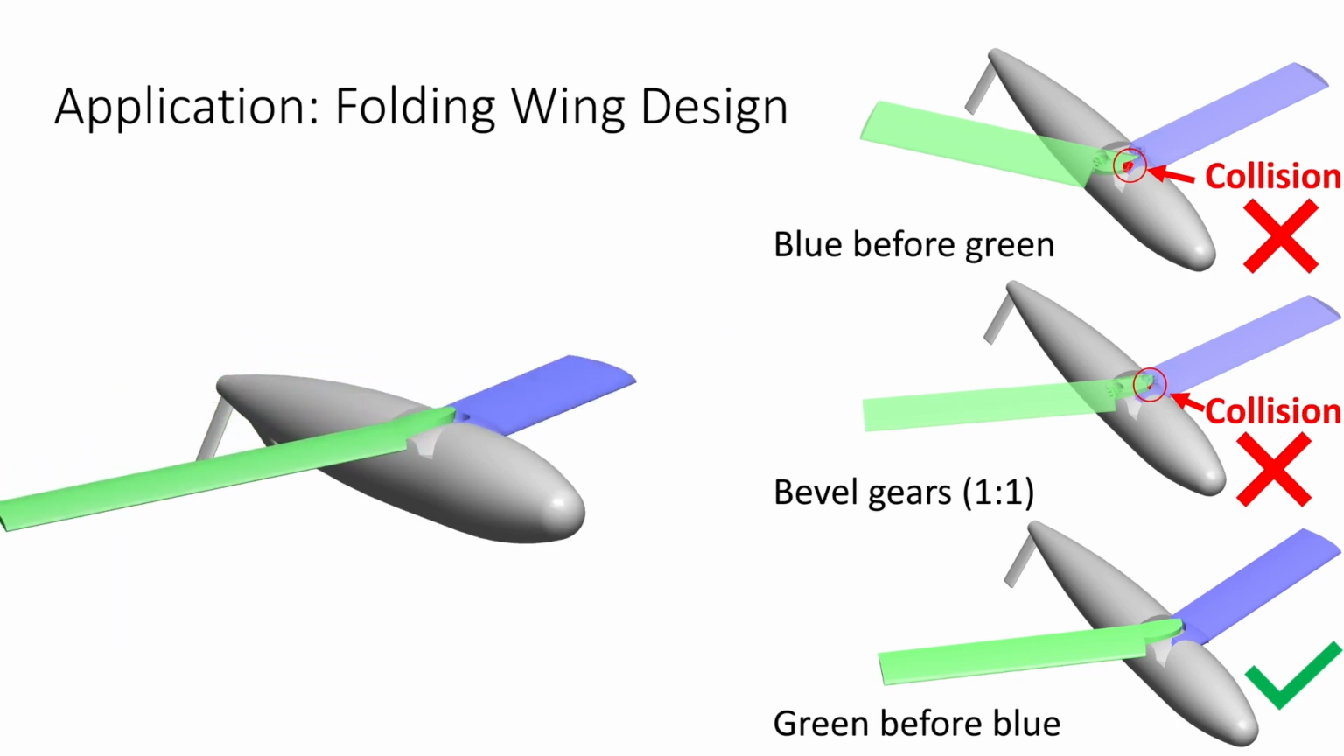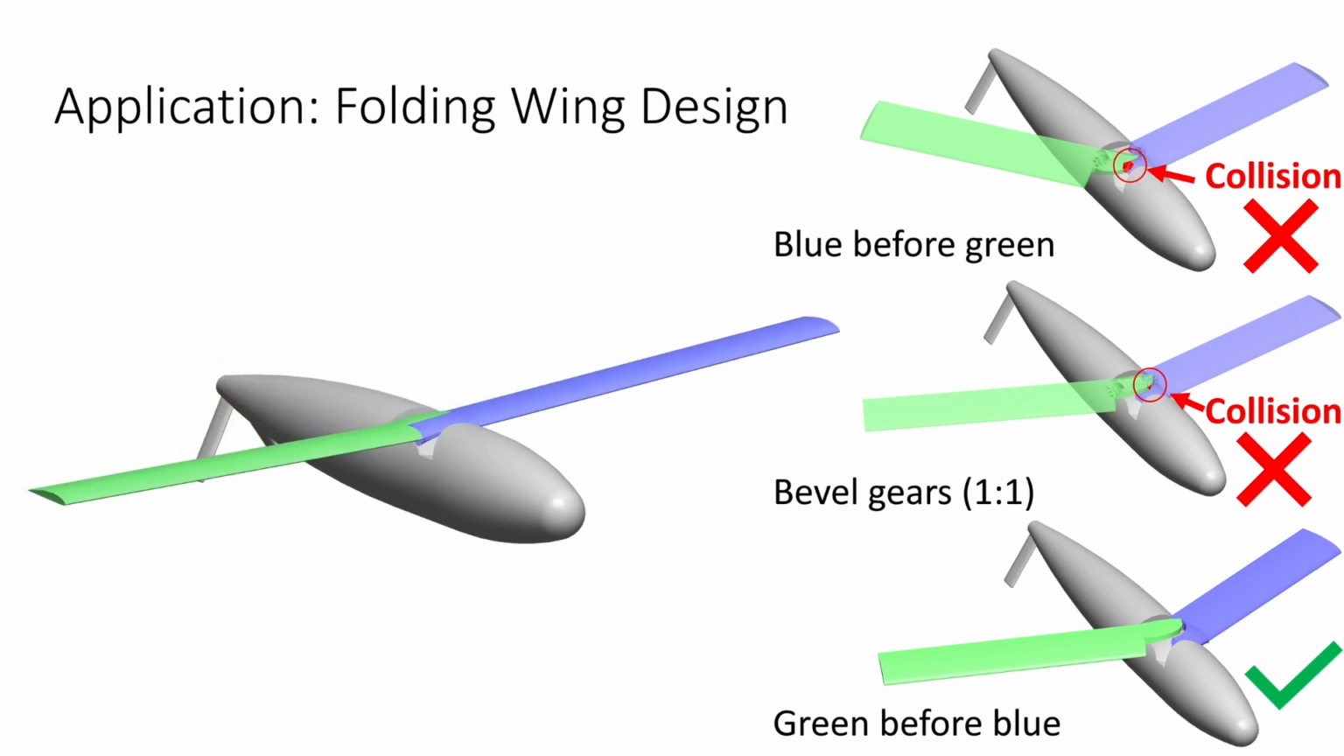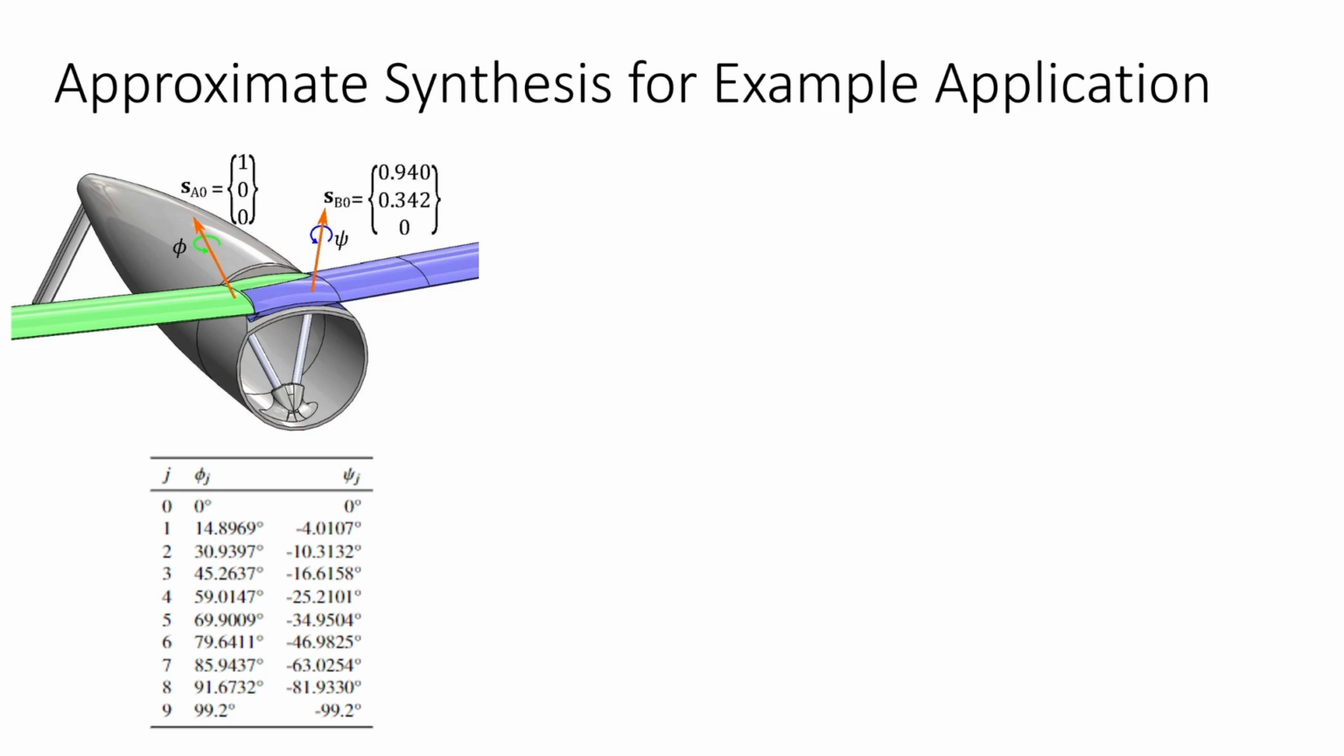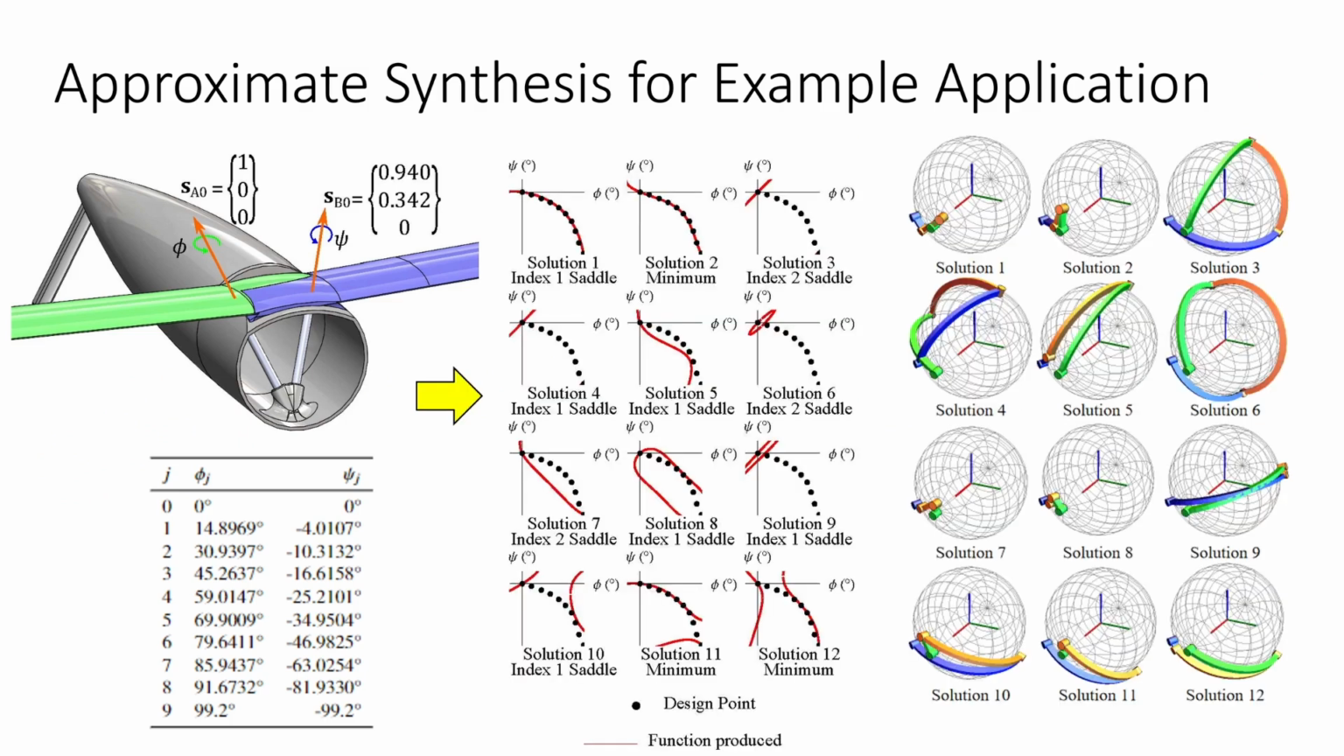A collision would also occur if the wing coordination was linear, as produced by bevel gears. To coordinate these wings in a nonlinear manner with no collisions, a spherical function generator was implemented. The pivots SA0 and SB0 were specified from the axes of the existing joints, and 10 angle pairs were chosen. The synthesis procedure resulted in 12 real non-degenerate solutions, including 3 minima. Solution 2, a minimum, best approximated the angle pairs, so it was chosen.